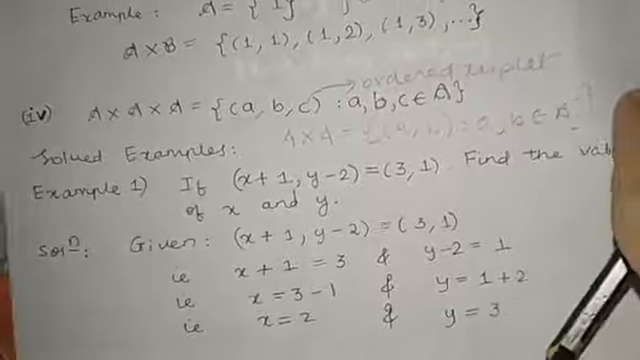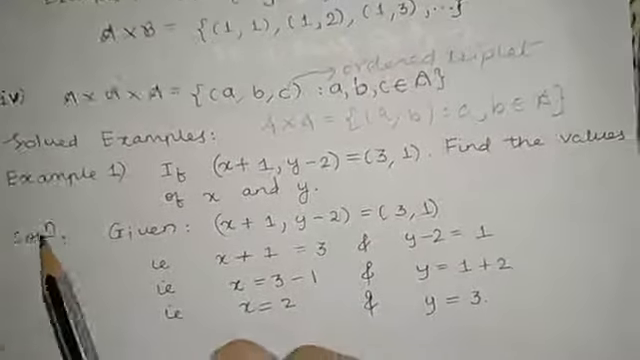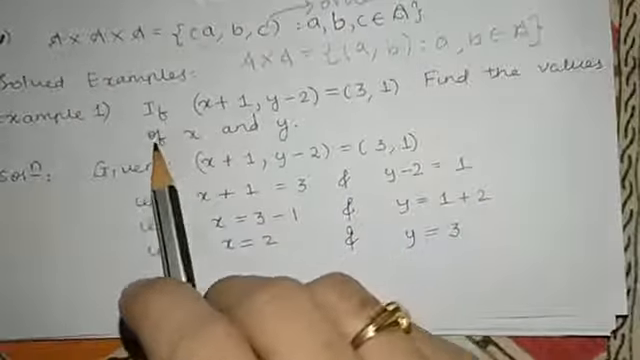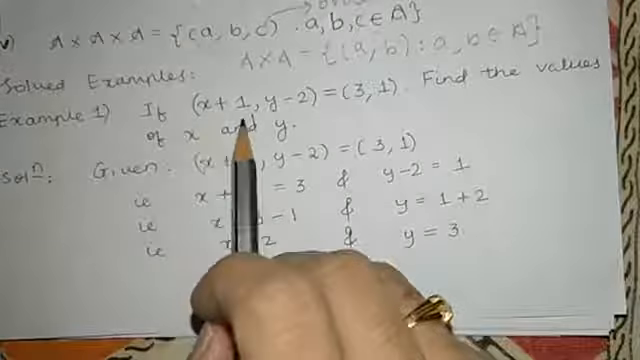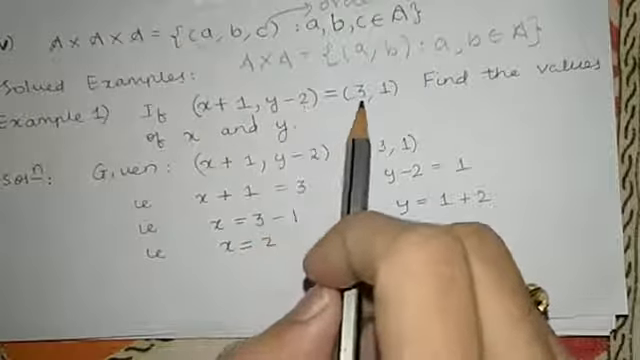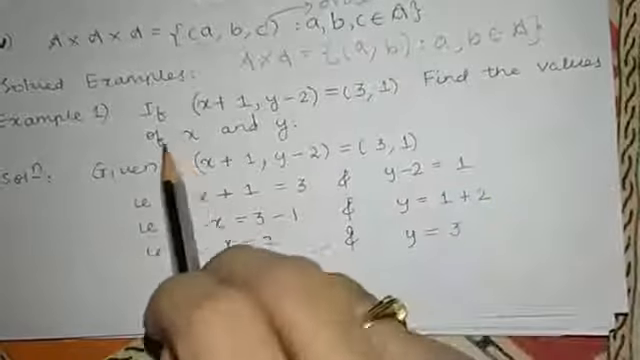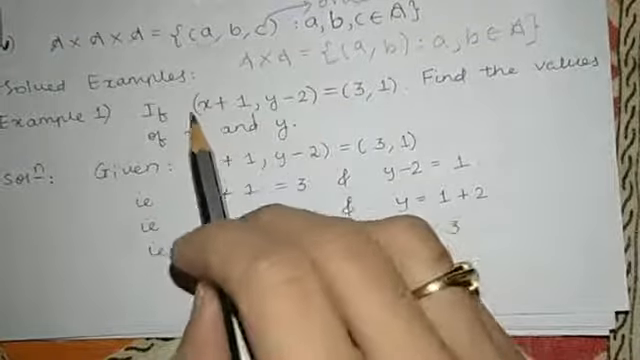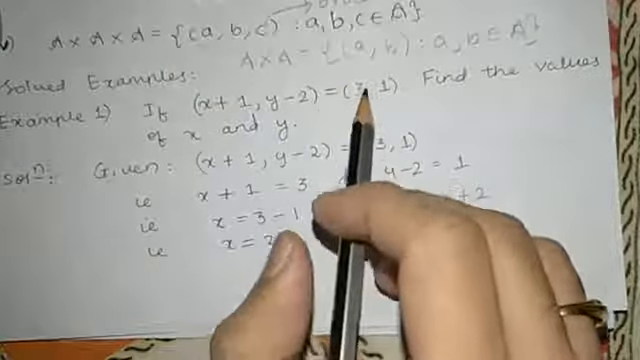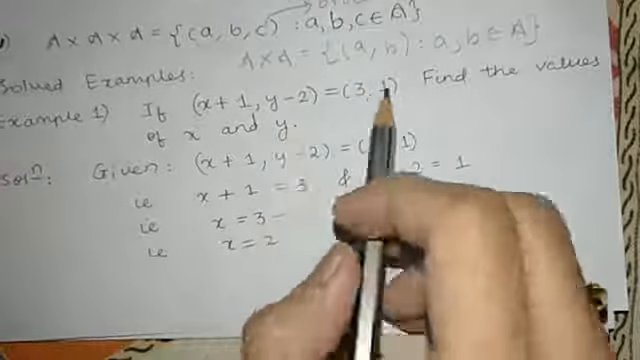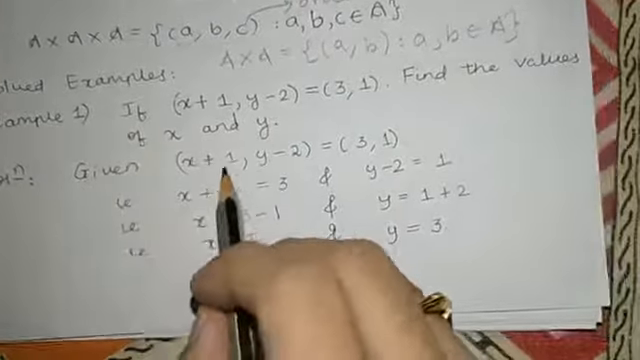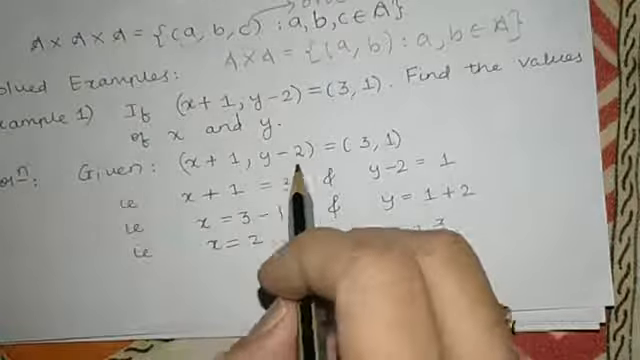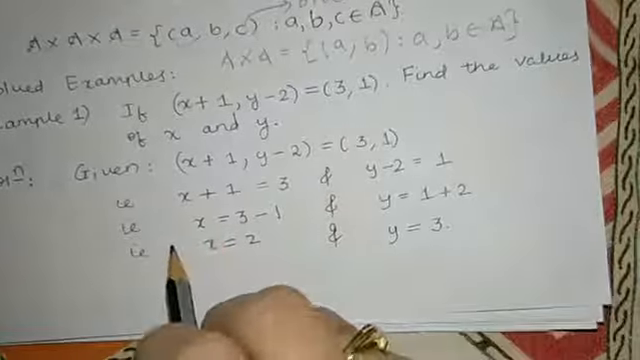Now let us go to some solved examples. Let us look at example 1. It is given that (x plus 1, y minus 2) is equal to (3, 1). Find the values of x and y. So you are given two ordered pairs which are equal. Let us solve this. Let us write what is given first: (x plus 1, y minus 2) is equal to (3, 1).